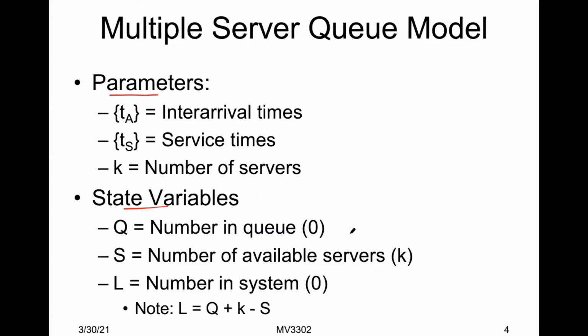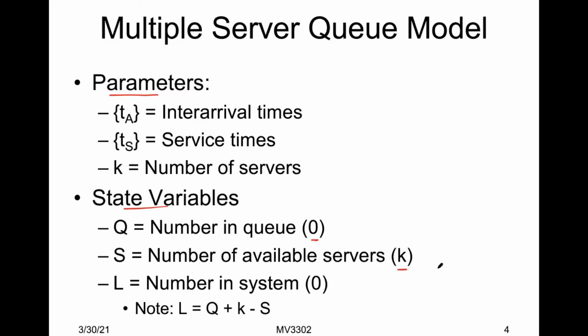The number in parentheses is the initial value when we start our simulation. And that's something that's always required when you define one of these simulation models. So this says when we start off, there are going to be no customers in the queue. And when we start off, all our servers are going to be available. So at the very beginning of the simulation, there will be K available servers and 0 in the queue.